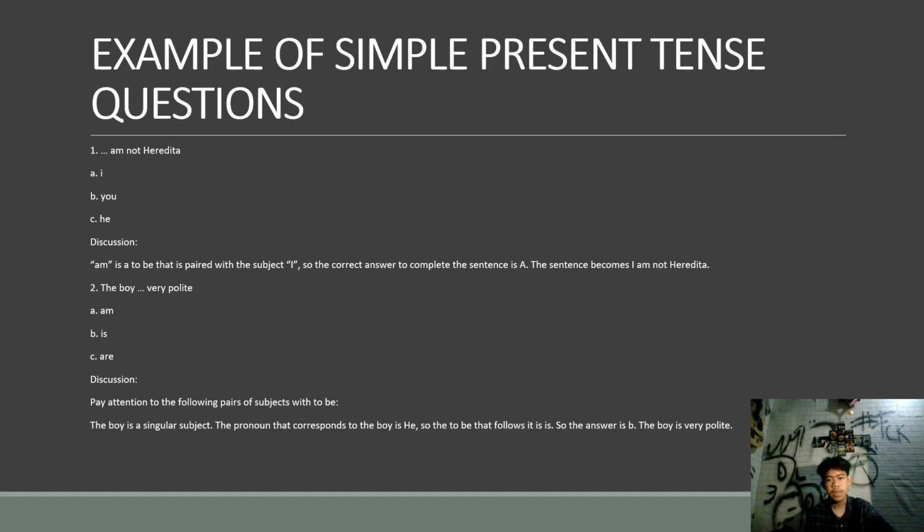Example present tense question. Number 1. I'm not her Rita. Discussion. The to be am is paired with the subject I, so the correct answer to complete the sentence is I'm, because I'm not her Rita.